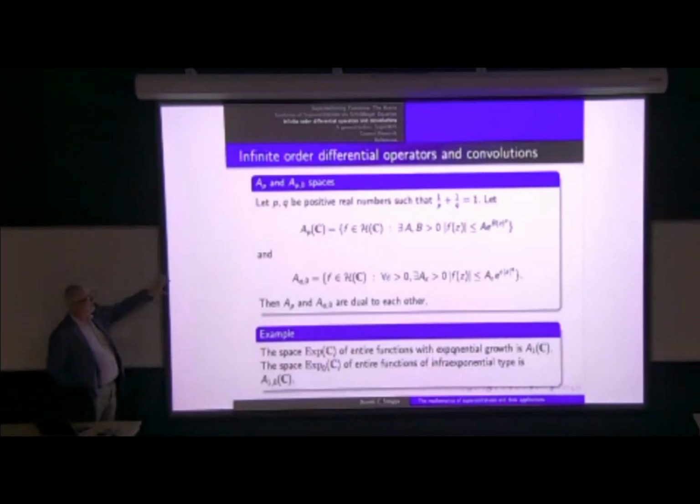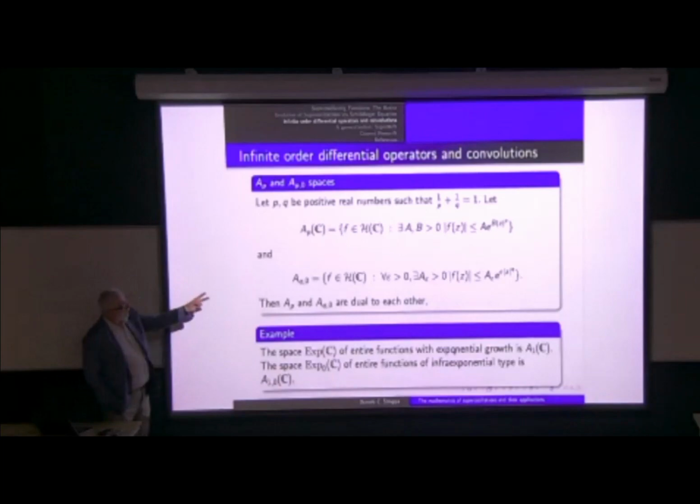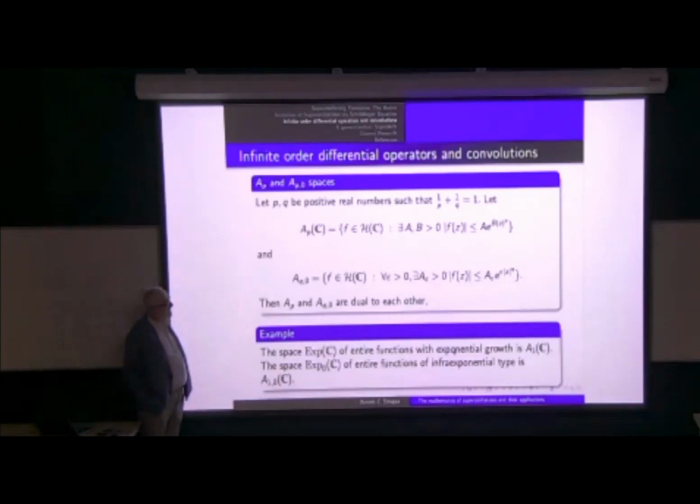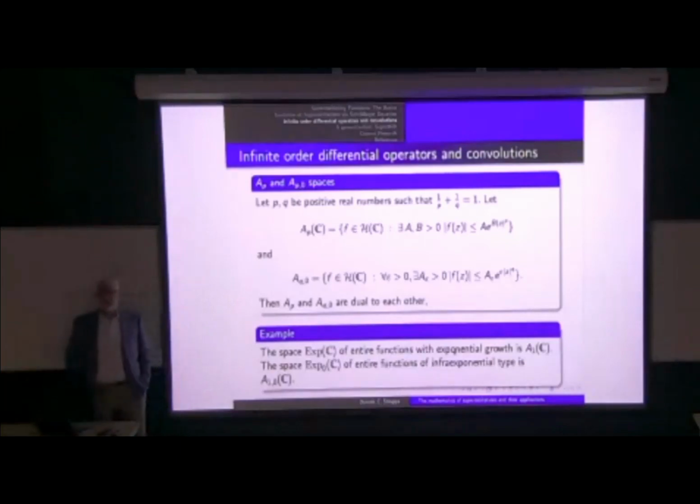That's a space of functions that will represent the infinite order differential operator. So we need to look at a couple of additional spaces here that allow us to work with these operators that are actually convolutors. Let's say two positive real numbers P and Q, and let's say that 1/P plus 1/Q is 1. Then we have two important spaces. The first, A_P, is the space of entire functions such that there are constants A and B that bound the growth of f. So |f(z)| is bounded by A e^(B|z|^P). So these are functions of exponential type P.